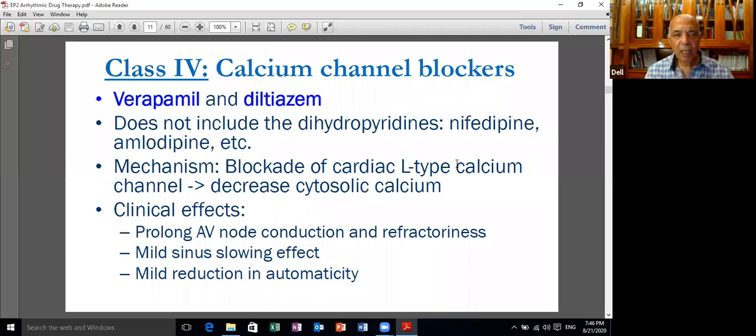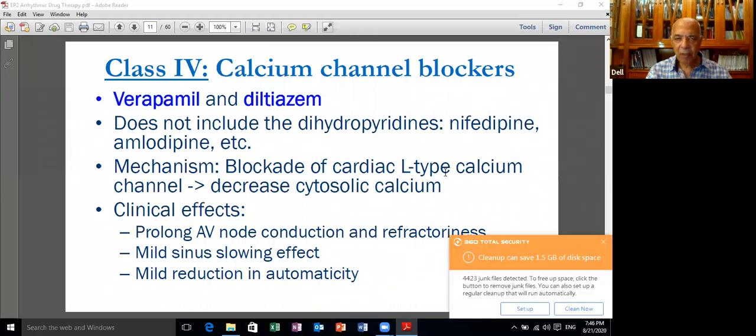Now, moving to the last group, the calcium channel blockers, we are excluding the dihydropyridines. We are talking about the non-dihydropyridines, verapamil and diltiazem. The dihydropyridines have no effect on the conducting channels. Their effect is blockade of the L-type calcium channel. They decrease the cytosolic calcium, and as a result of that, they prolong the AV nodal conduction and refractoriness. They produce a mild sinus slowing effect and mild reduction in automaticity.